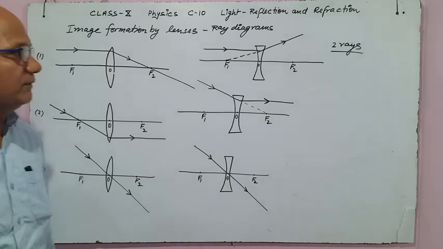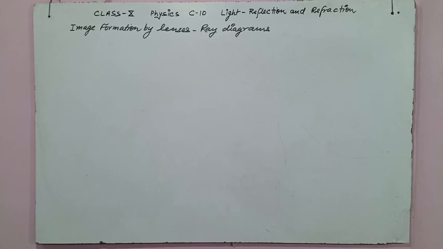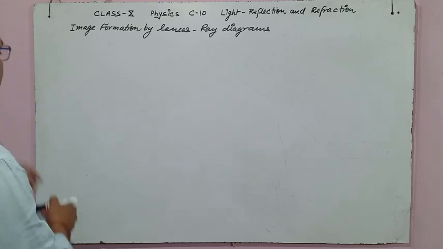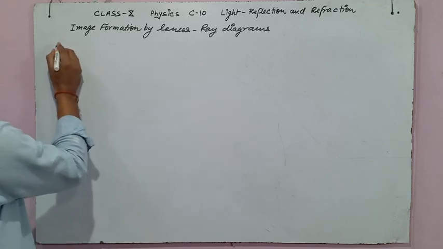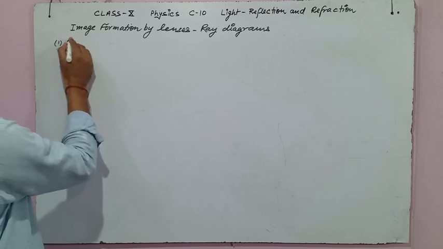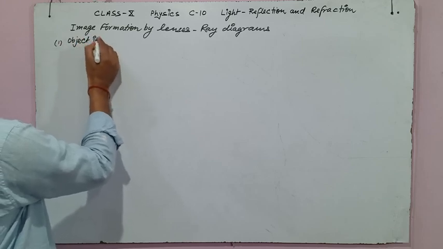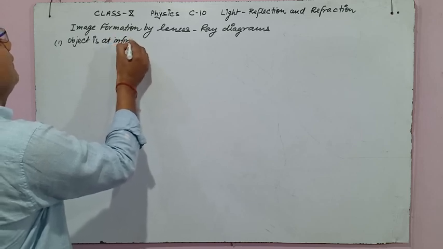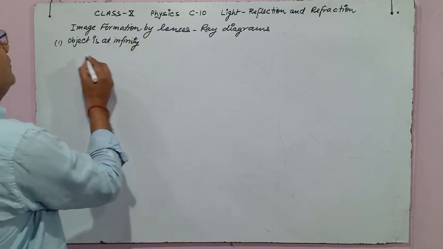Now take a screenshot of it. Now I am going to discuss how image is formed by convex lens for different position of object. So first case is when object is placed at infinity, means far away. So how image is formed, let us see.